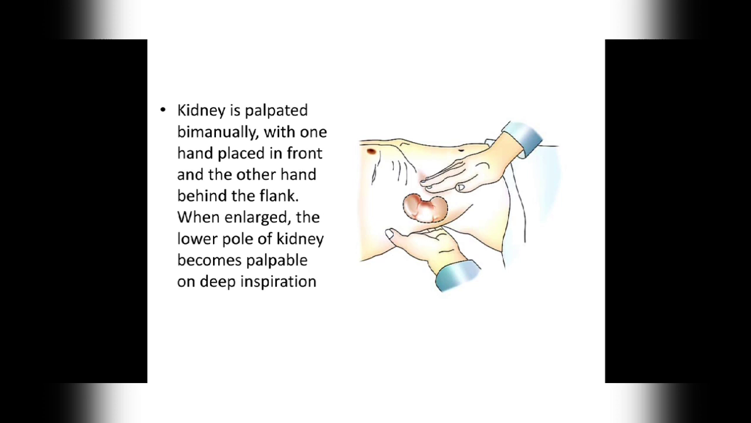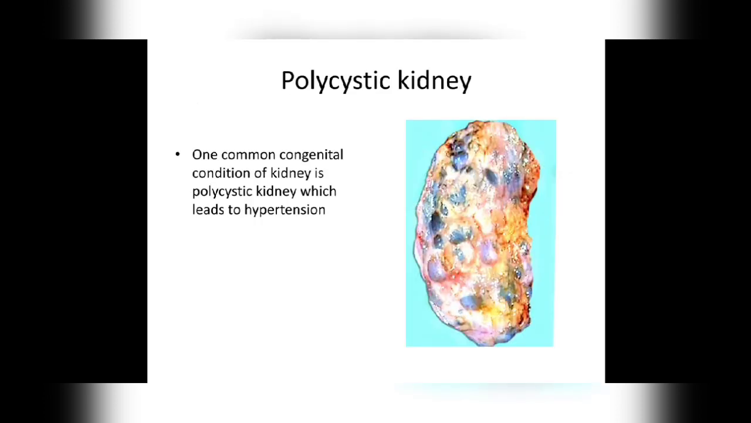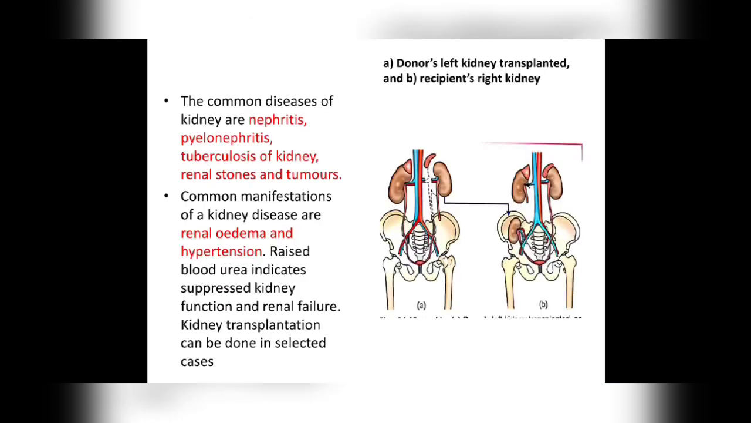The kidney is palpated bimanually with one hand placed in front and the other hand behind the flank. When enlarged, the lower pole of the kidney becomes palpable on deep inspiration. Polycystic kidney. One common congenital condition of the kidney is polycystic kidney, which leads to hypertension.